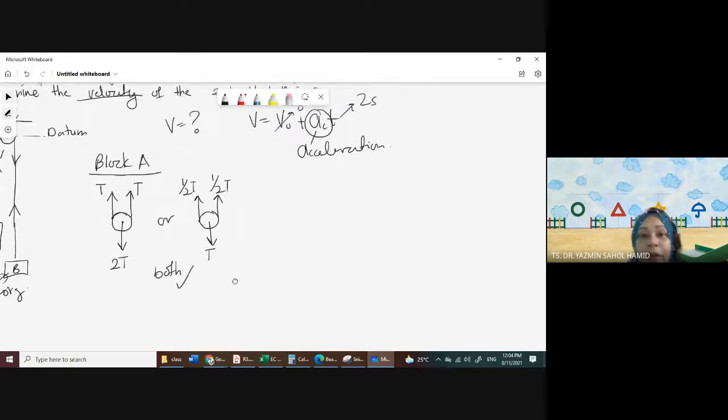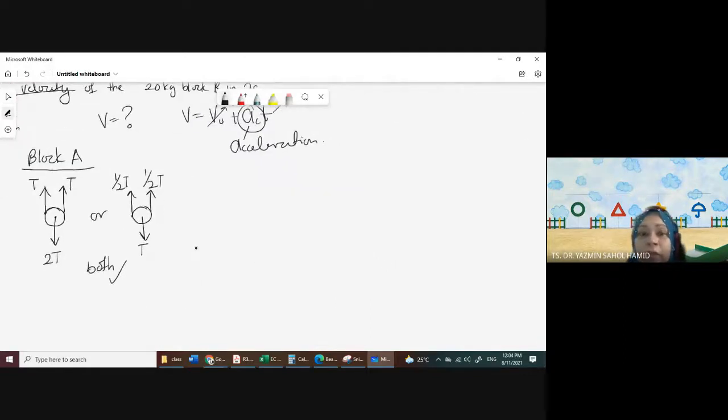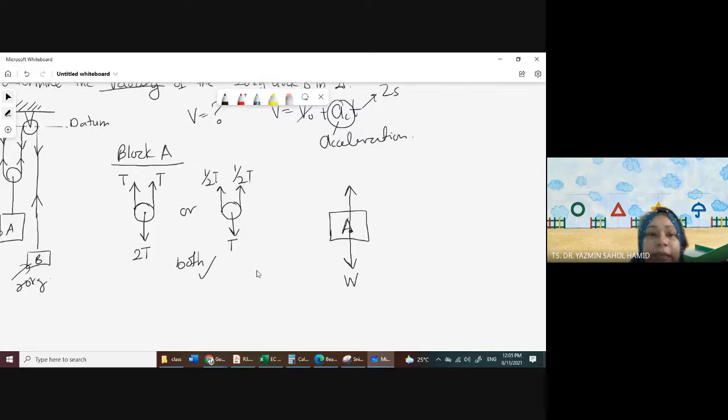Okay? Alright, but now we need to draw the mass of the block. Okay, so block A. We draw block A. So this is block A. So for block A, when we want to draw the free body diagram, of course there will be weight W, right? Yes? And it will have the tension in this cable. What is the tension in the cable? 2T or 1T? Let's say we refer to this first one. It will be 2T. Okay. So this is our free body diagram.